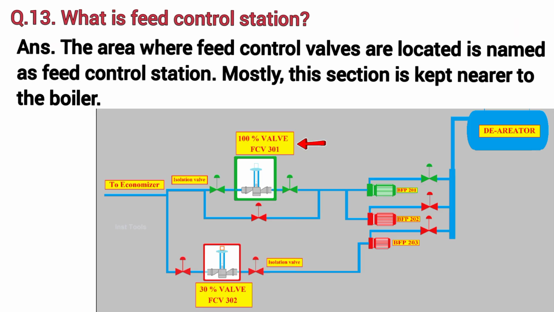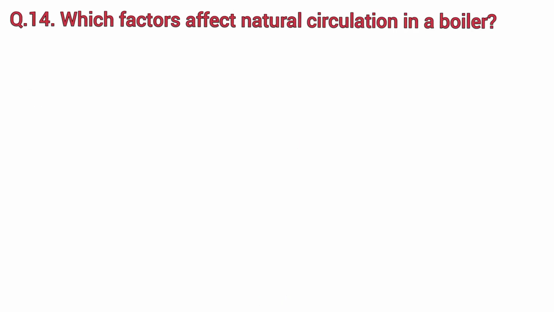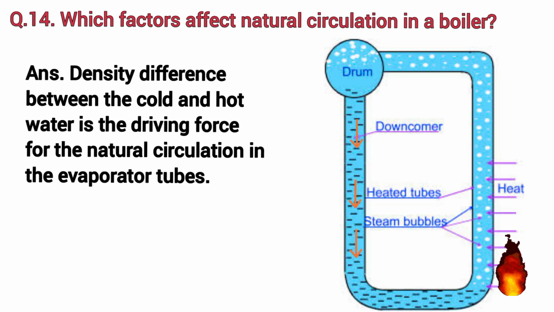The area where feed control valves are located is named as feed control station. Mostly, this section is kept nearer to the boiler. Which factors affect natural circulation in a boiler? Density difference between the cold and hot water is the driving force for the natural circulation in the evaporator tubes.